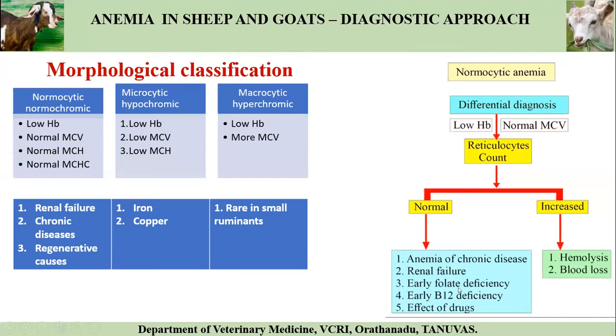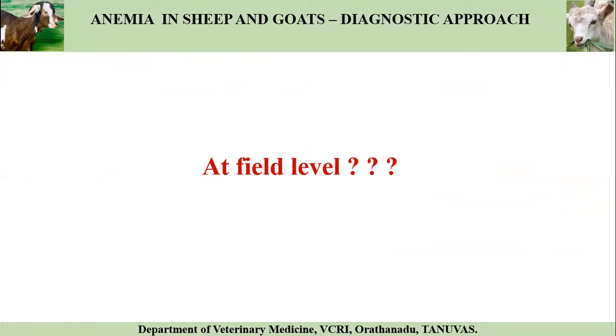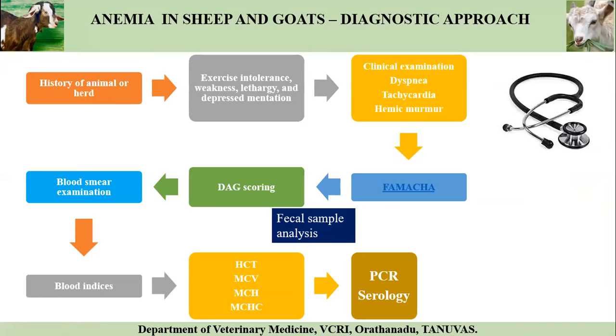Then what are the possibilities at the field level? So at the field level, what are the things we can do? We can ask the history of the animal or herd, and we can inquire about exercise intolerance, weakness, lethargy, and depressed mentation. On clinical examination, by auscultating, we can find out if any dyspnea, tachypnea, and hemic murmurs are there. Then again, FAMACHA classification.